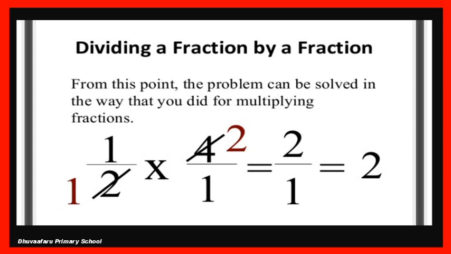Second step. From this point, the problem can be solved in the way that you did for multiplying fractions. You can reduce the fraction by 2. 2 divided by 2 is 1, so you have to write 1. 4 divided by 2 is 2, you have to write 2. So 1 times 2 is equal to 2, and 1 times 1 is equal to 1. So 2 by 1 is equal to 2. So the answer is 2.